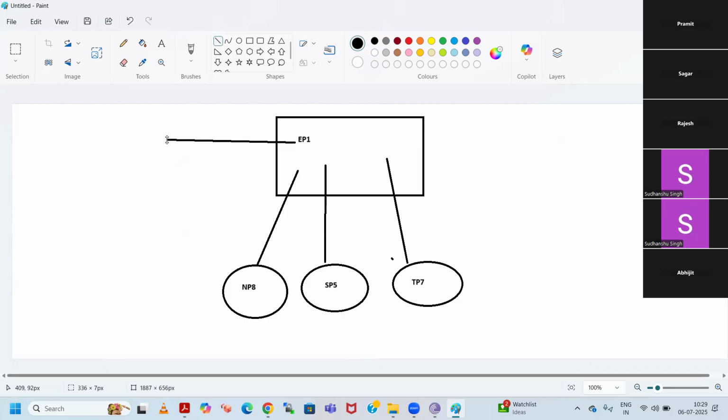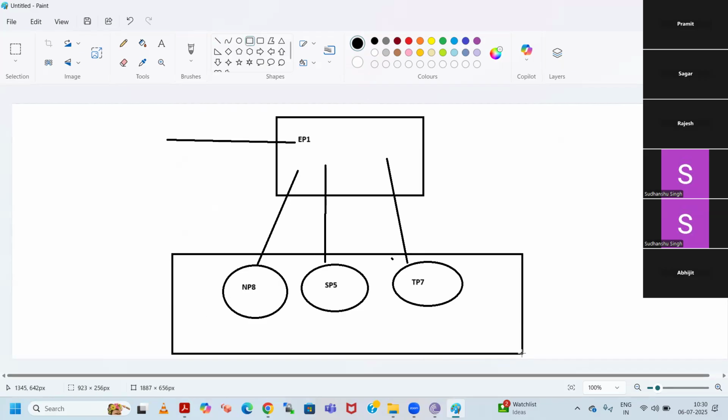That is called EP1. For them, they are not considering NP8, SP5, TP7. They are not aware of this concept. They don't know what is system DB and tenant DB. If the functional guys come, he will come to Rajesh, he will come to Sailesh, come to Sagar, and he will say, "भाई वो EP1 वाला सिस्टम है ना, वो EP1 वाले सिस्टम में मुझे एक्सेस दे दो ना प्लीज, राइट?"